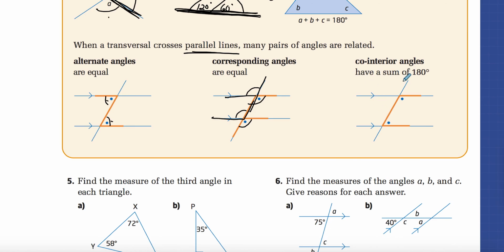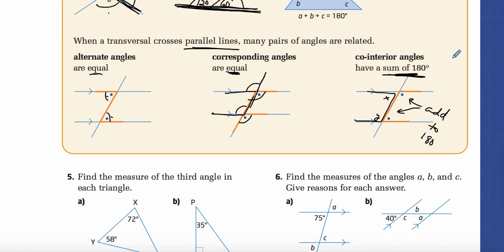And then co-interior is a little bit different. They are not equal, but if you see a C shape, these two angles in here add to 180. So if this one was 100 degrees, this one down here would have to be 80 degrees because together they would add to 180. So the other two, we're talking about equal. Corresponding angles are equal. Alternate angles are equal. But co-interior angles, when they make a C, there'd be another one on the other side here. These two angles in here are not the same. Maybe we'd use different letters or different symbols. Those two angles are not the same, but together they add up to 180.